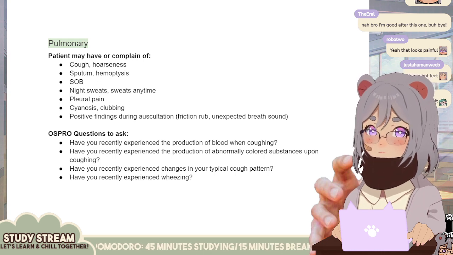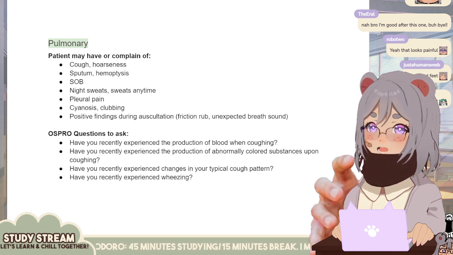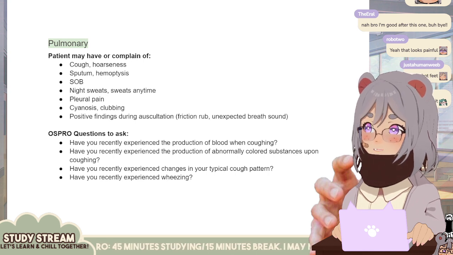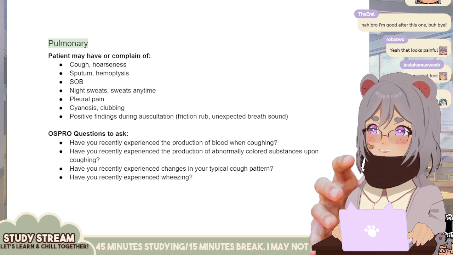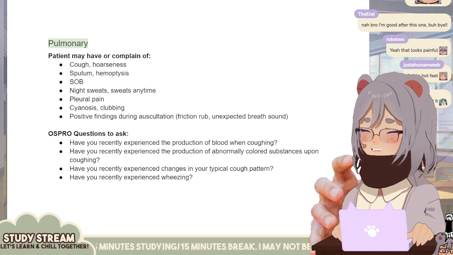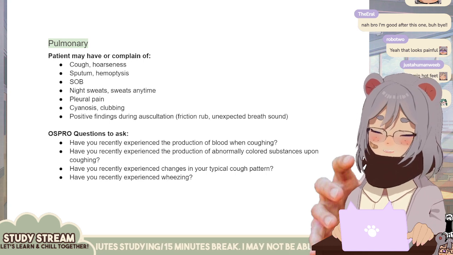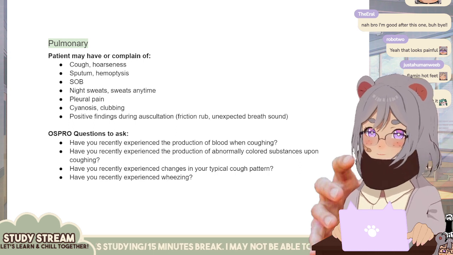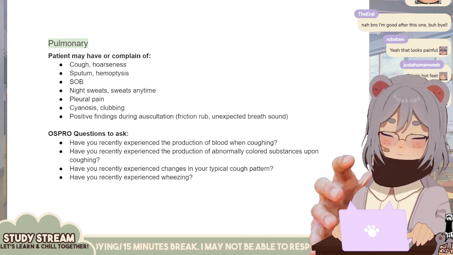Okay, the pulmonary system. Now we're talking still, I guess, heart, but we're really focusing more on lungs. So your patient may complain of cough, hoarseness, a productive cough with spit or phlegm, shortness of breath, night sweats, lung pain, pleural pain. They might have blueness or clubbing in their fingertips, and basically you're going to find positive findings during auscultation, using the stethoscope and being like, yeah, that's not normal.